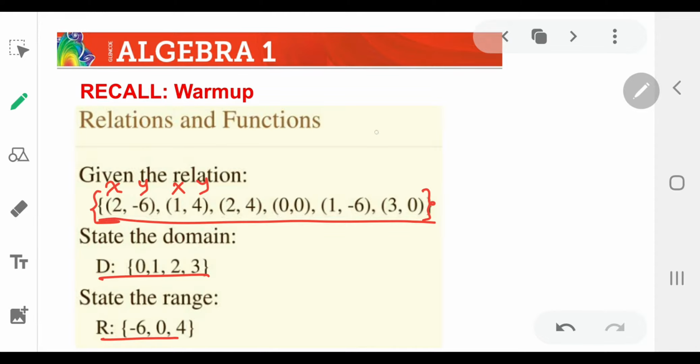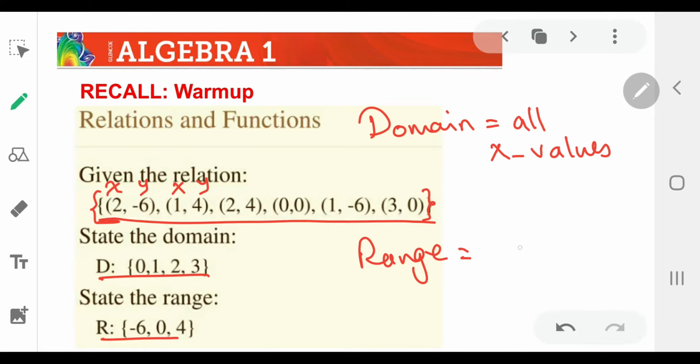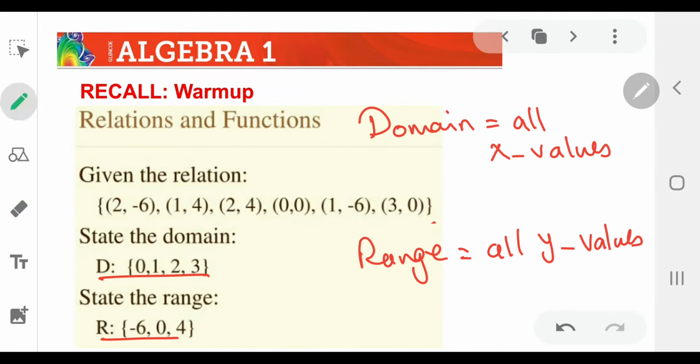As we said earlier, each ordered pair has an x coordinate and a y coordinate. All the x values are the domain, while the range is all y values. So in this particular example, if I'm asked to find the domain and range for this relation, all those x's, 2, 1, 3, and 0 are representing the domain.